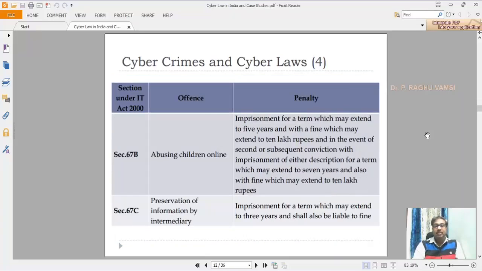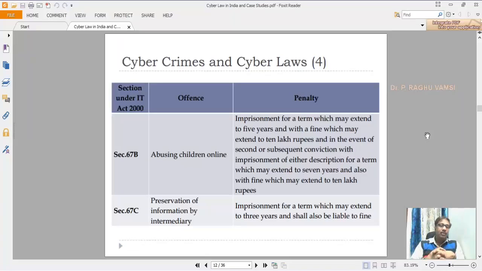Section 67B, abusing children online. It is considered a very serious crime, and the imprisonment may extend to 5 years and the fine may be 10 lakh rupees. They may not only be booked under Section 67B, they may also be booked under the POCSO Act.